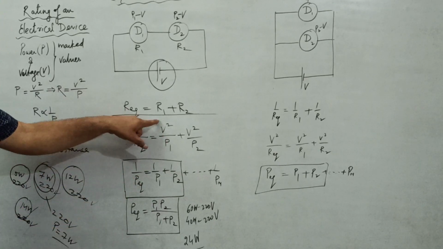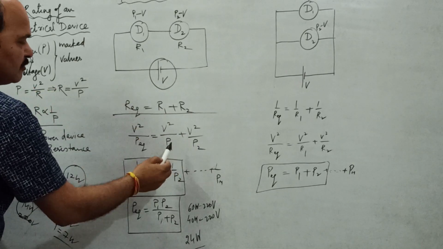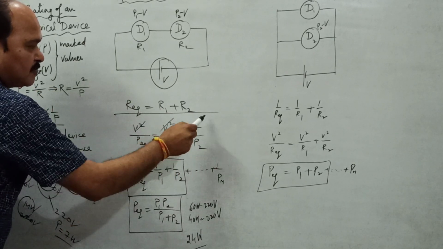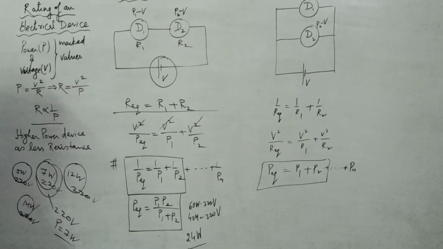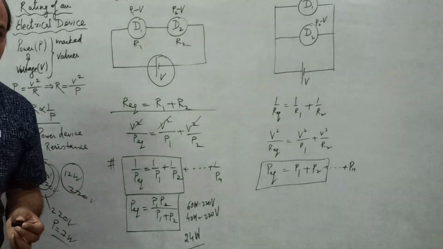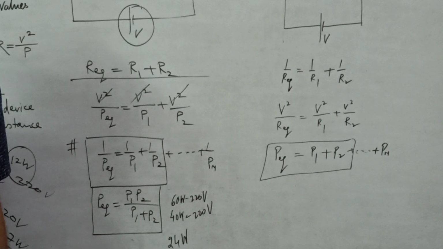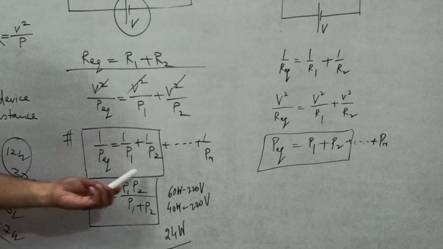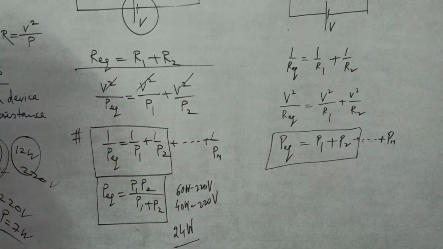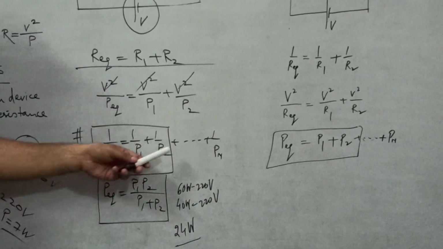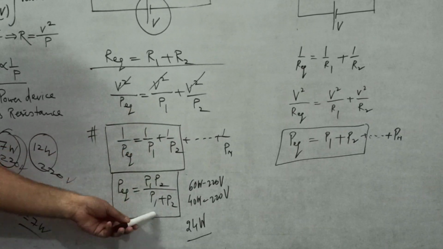What is R1? R1 is V square upon P1. What is R2? V square upon P2. And you can see that V square comes out common and cancels out. So what is this? This is the equivalent power. If the devices are connected in series, the equivalent power is the inverse of the sum of their inverses. If there are n devices connected in series, then the overall power would be the inverse of the sum of their inverses. If there are two devices in series, you can solve it, you get product upon sum.